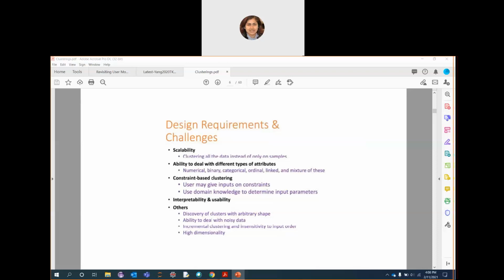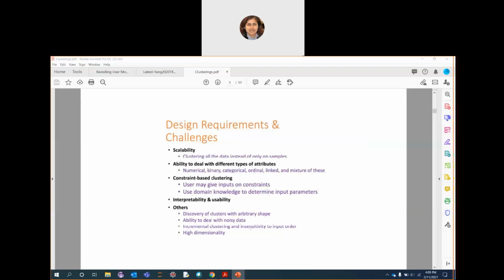Then if you have to deal with different types of attributes, as you have seen, numerical, binary, categorical, ordinal. Different types of attributes have their own specificity about application of clustering on them. Then constraint based clustering, so the user may give inputs on constraints. What type of limitation or constraint you are imposing on your data, those types of input parameters can also affect your clustering.